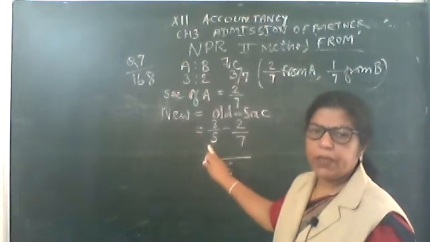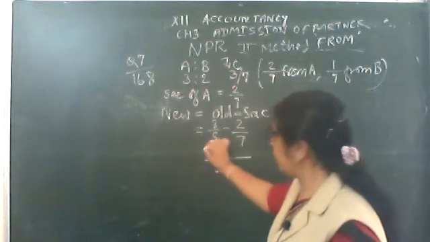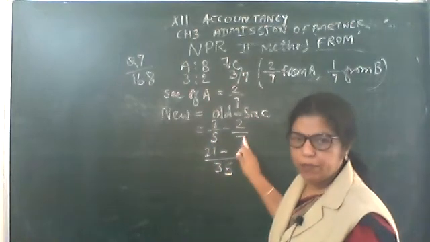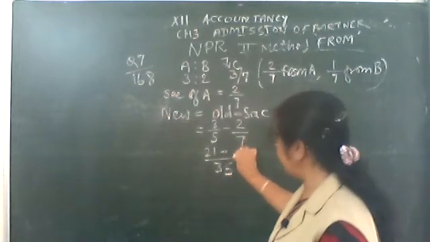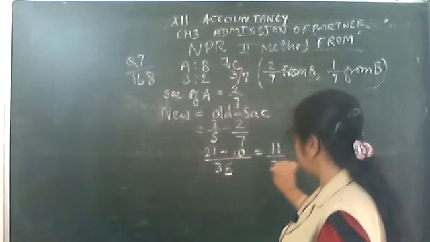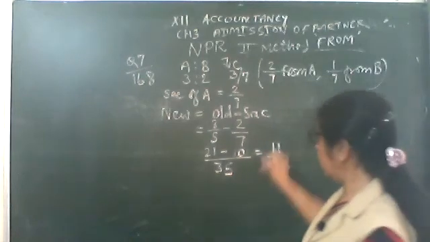35 divided by 5, 7 threes are 21. 35 divided by 7, 5 twos are 10. That will come 11 upon 35. This is 10.